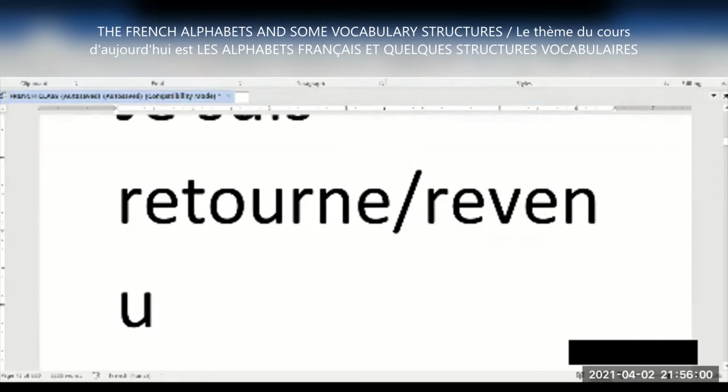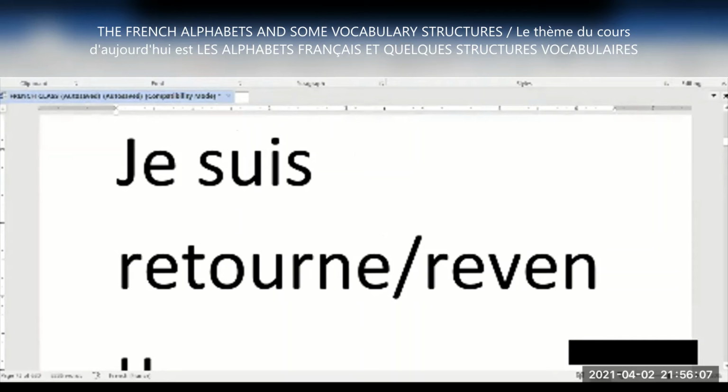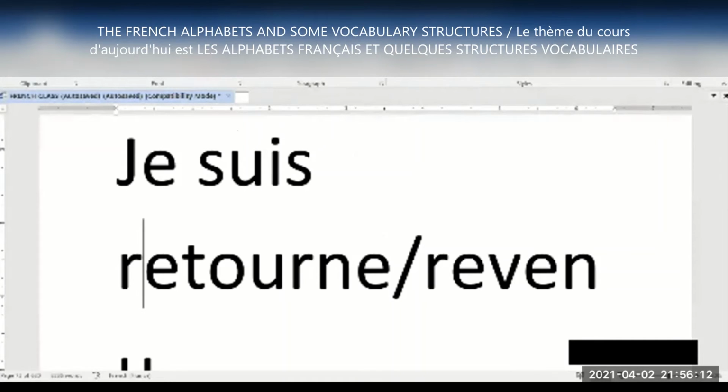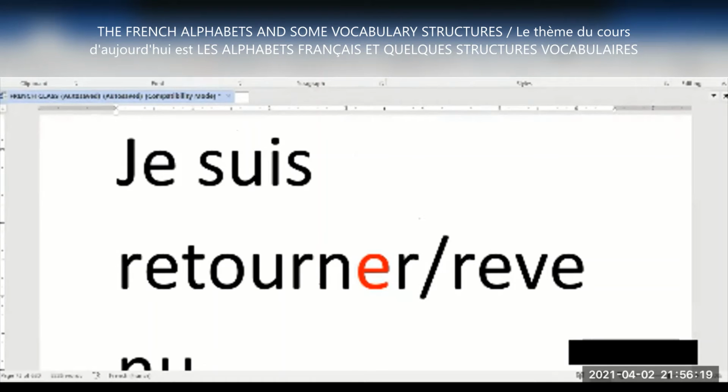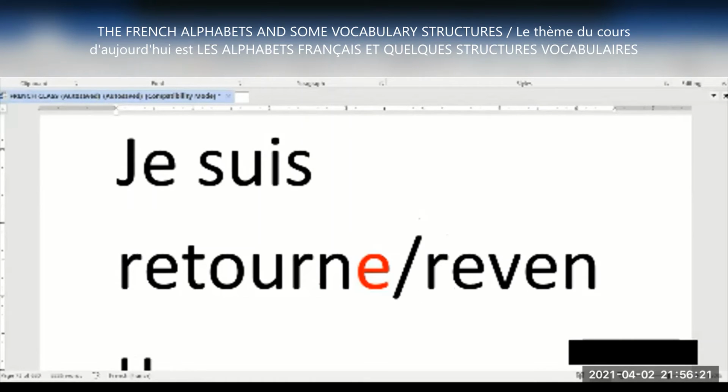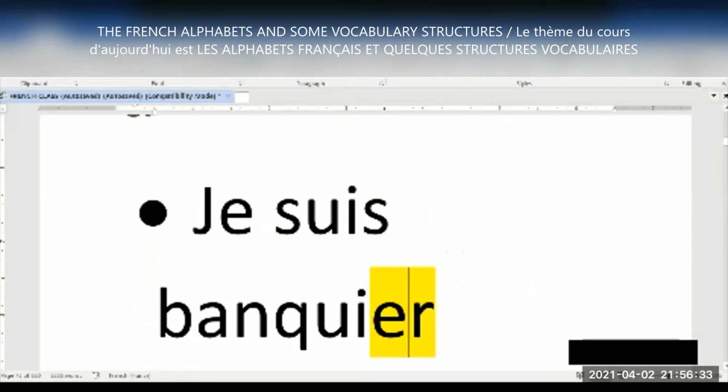Retourné. They also have revenu, which is the past tense of revenir, to come back. Retourné is the past tense of retourner, which is to return. But this E here is E with accent aigu. If it's ER, it's the infinitive. Revenu is to come back. So when I say I am back, je suis revenu, I say je suis retourné.